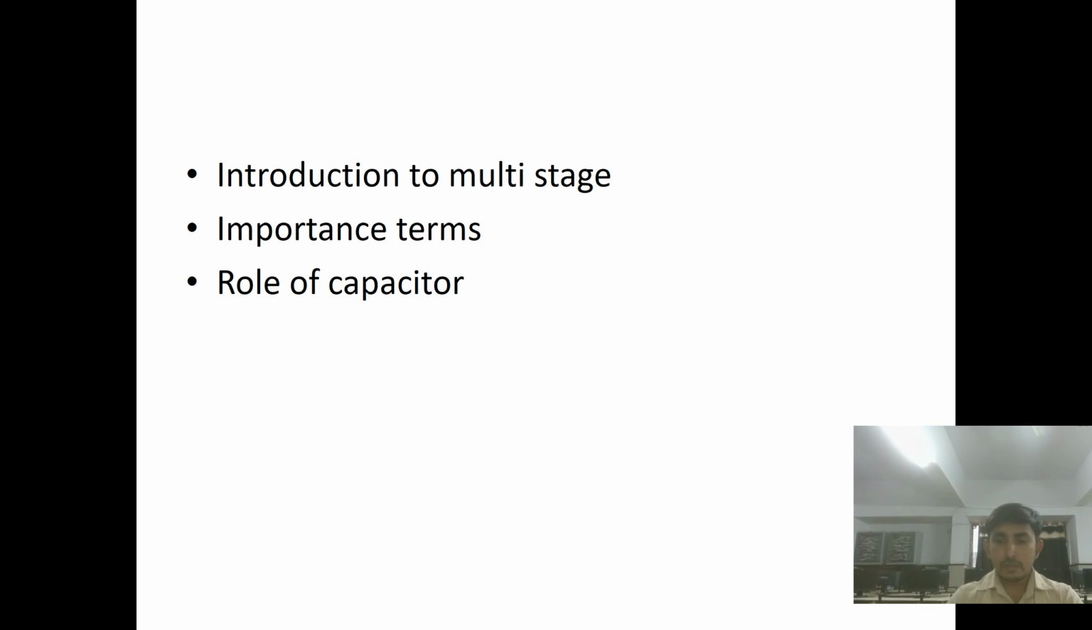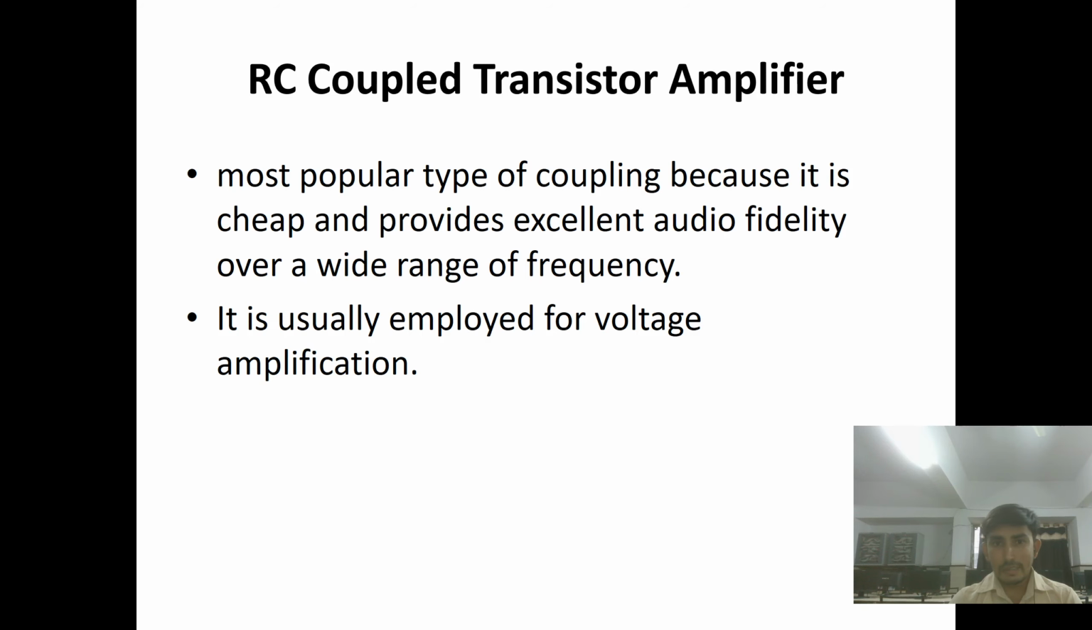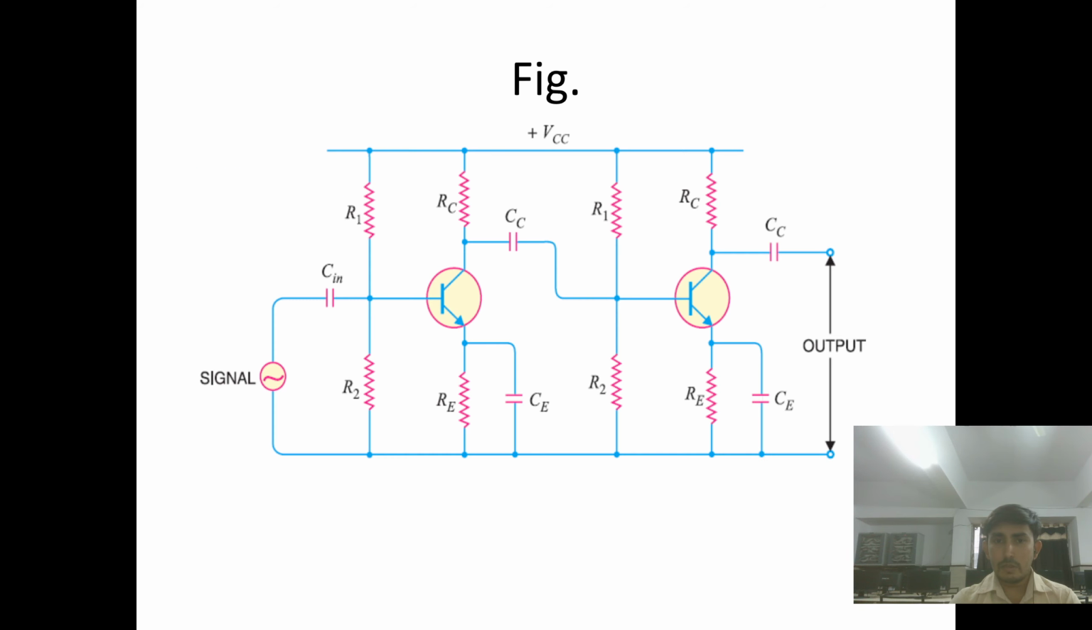Then we can discuss the types of multi-stage amplifiers. There are basically three types: RC coupled transistor amplifier, transformer coupled amplifier and direct coupled amplifier, of which we already discussed the RC coupled transistor amplifier, in which the coupling is done by using resistors and capacitors. So we know very well some important terms related to this.